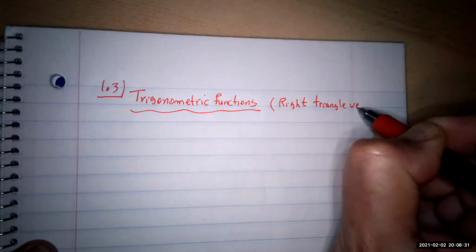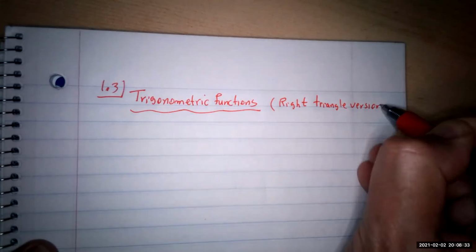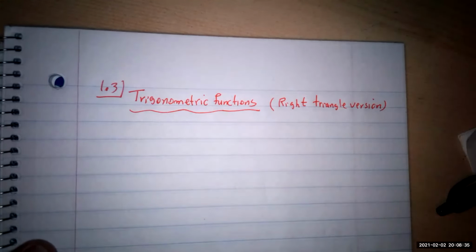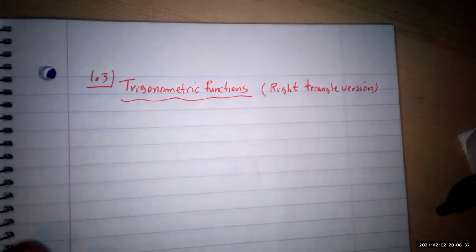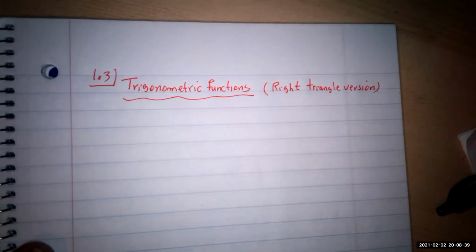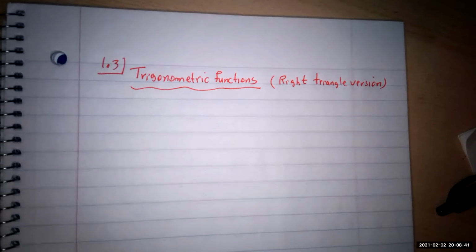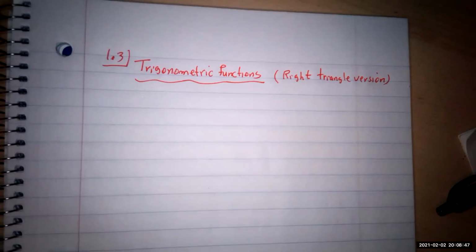Triangle version. In your book, they call it right triangle ratios. It's the same thing. Okay, now we are going to introduce the 6 trigonometric functions, and we are going to use the right triangle.